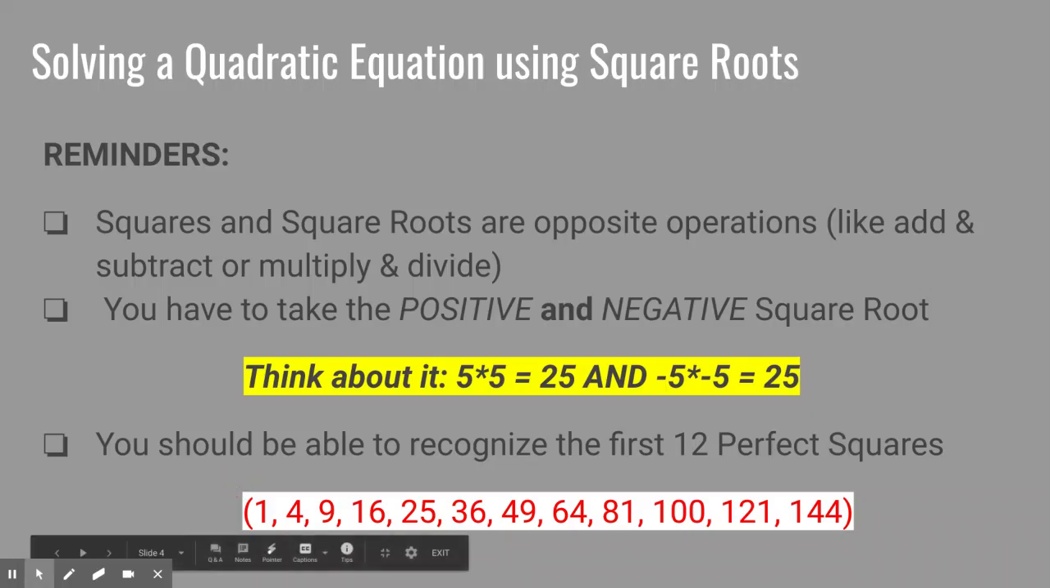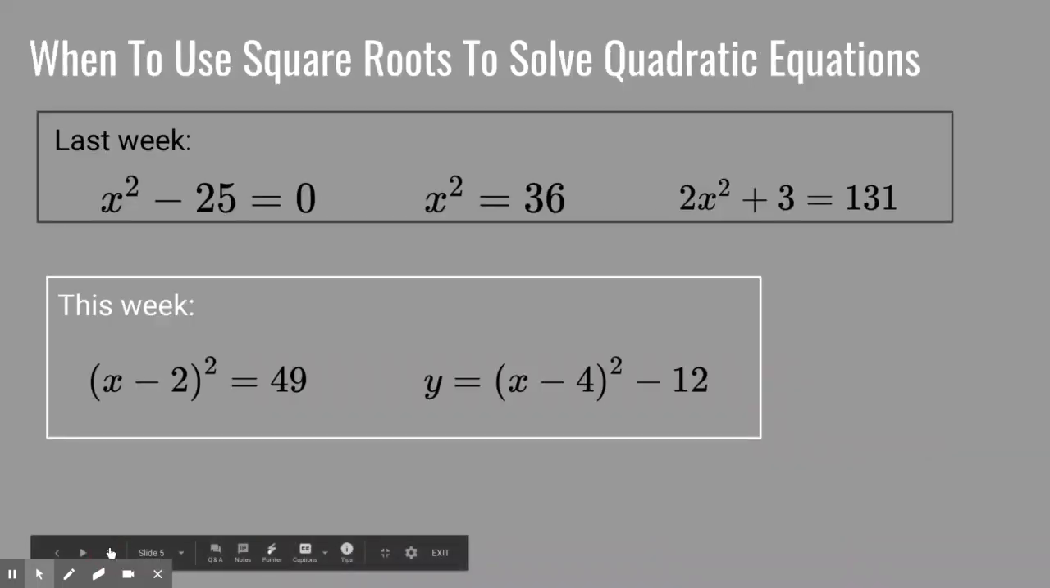So now we'll remind ourselves about how we solve using square roots. We square and square root things as opposite operations that cancel each other out. When we square root something, we have to understand that there's both a positive and negative square root. The example is 5 times 5 is 25 and negative 5 times negative 5 is 25. So the 12 perfect squares that we recognize are going to be hints throughout this time when we're working with quadratics. That's going to give you a hint that you can square root something.